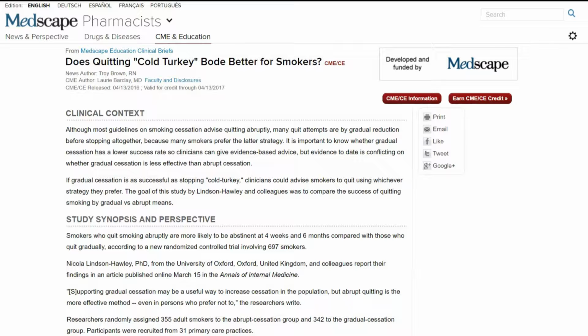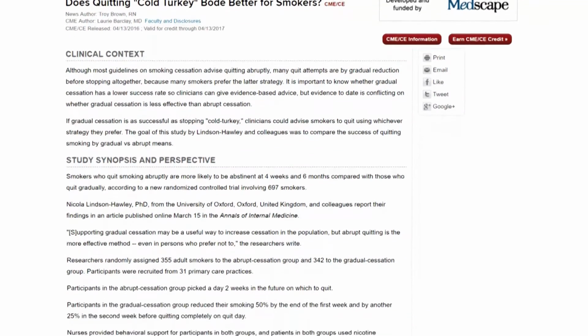To illustrate relative risk, we will use a somewhat interesting CME from Medscape. Does quitting cold turkey work better for smokers? This CME goes through a study carried out by Nicola Lindson-Hawley and colleagues. The study was to compare which is better for smoking cessation, quitting abruptly or gradually. This study is important so we know whether a smoker should be advised to quit abruptly or gradually if the person decides to quit.